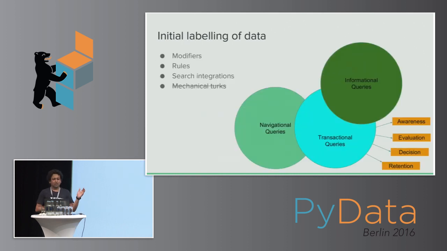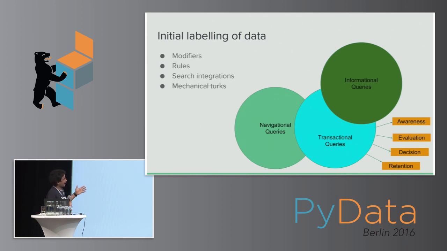So we used all this info for initial labeling of data. As I said, hundreds of thousands of keywords every day. How would you label them first to train a machine learning model? So a lot of modifiers were used, a lot of rules, as explained earlier, and we added a lot of other rules in that. We used the search integrations like knowledge graph or information graph, but we didn't use mechanical Turks. What I think is, if we use mechanical Turks, the results are going to improve.